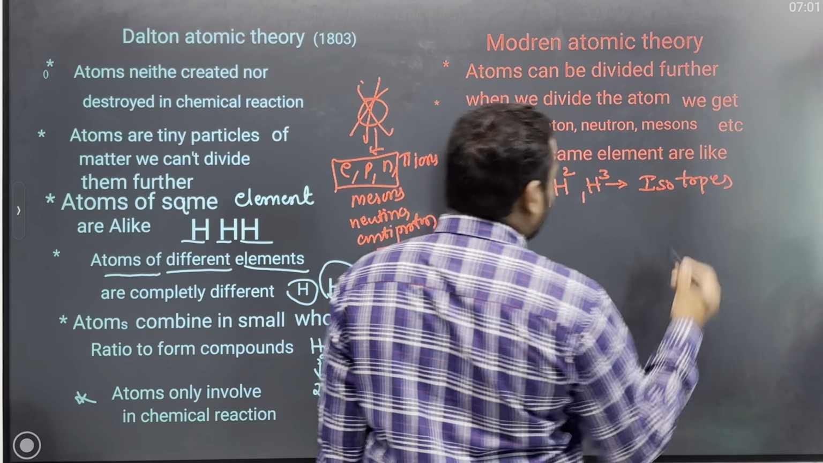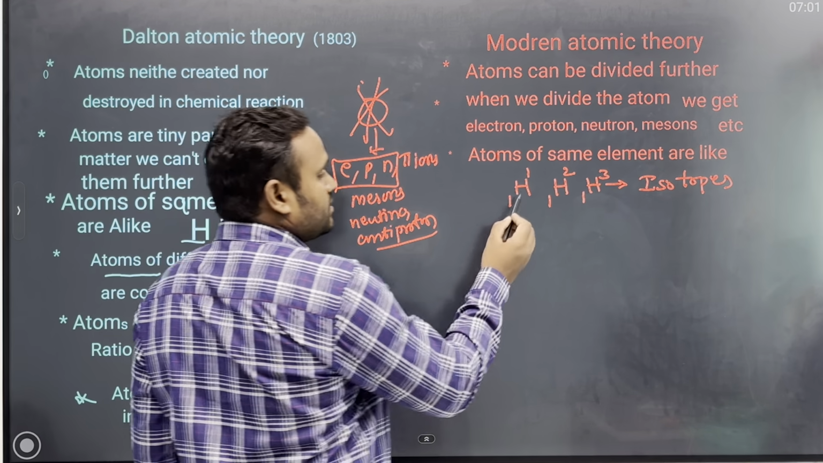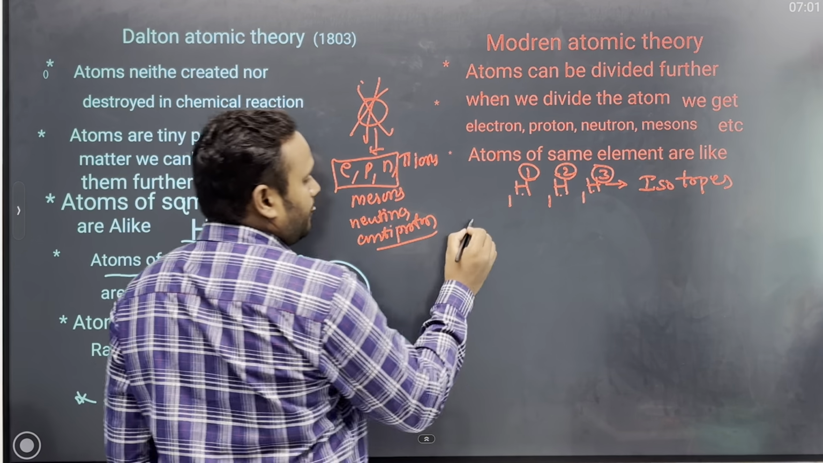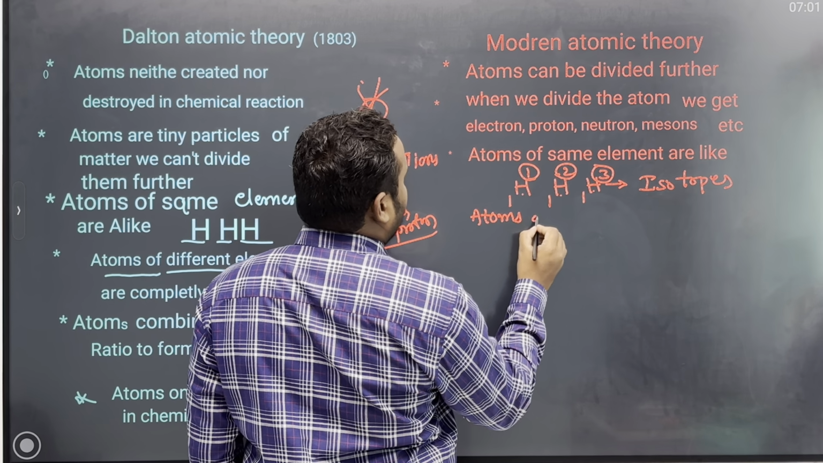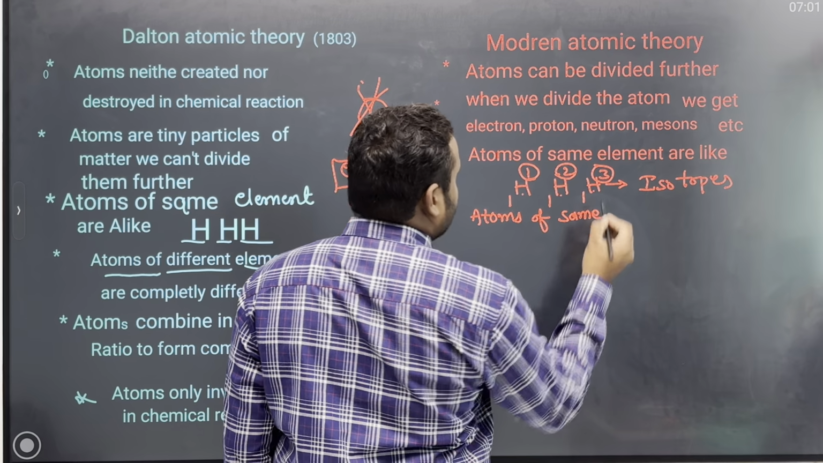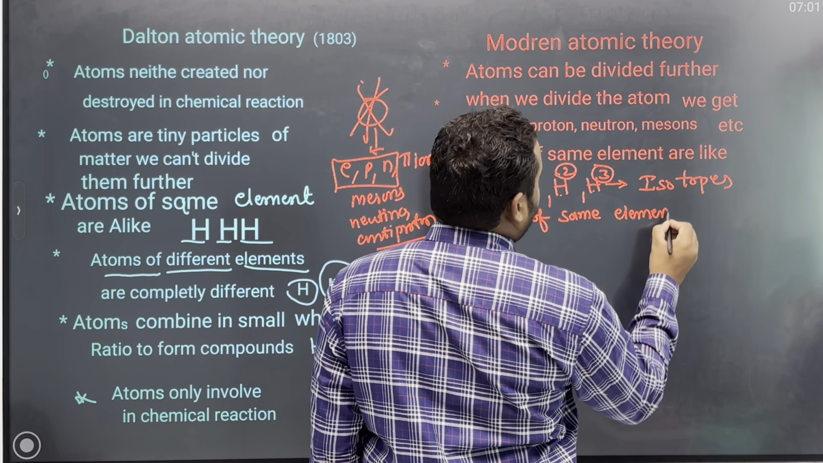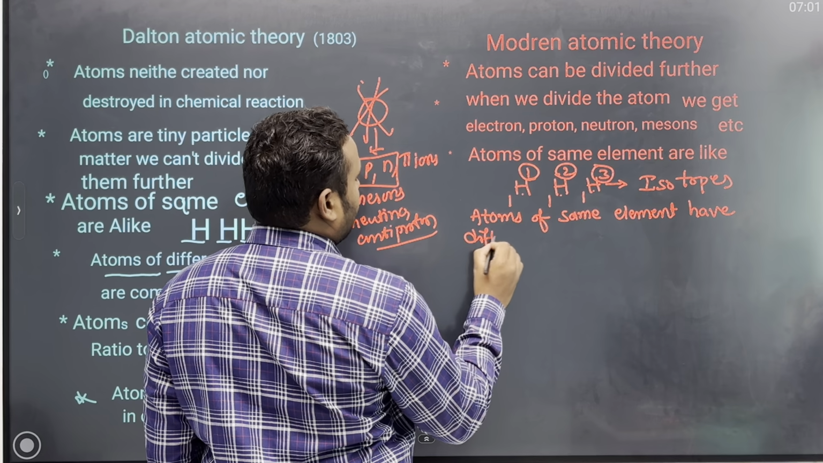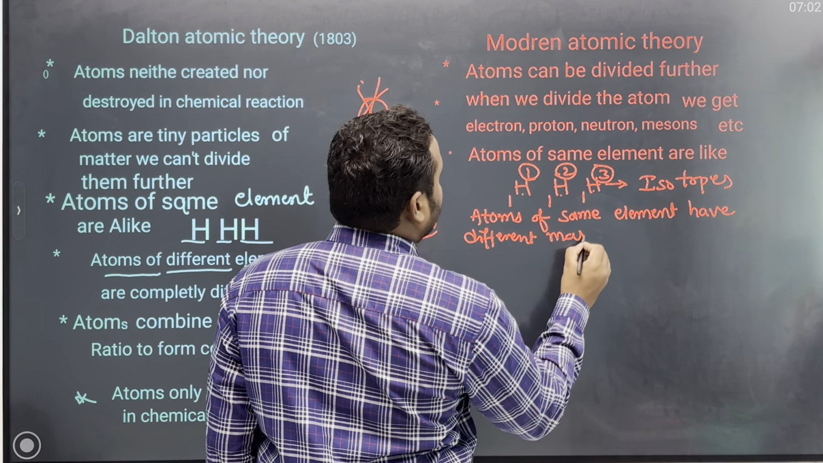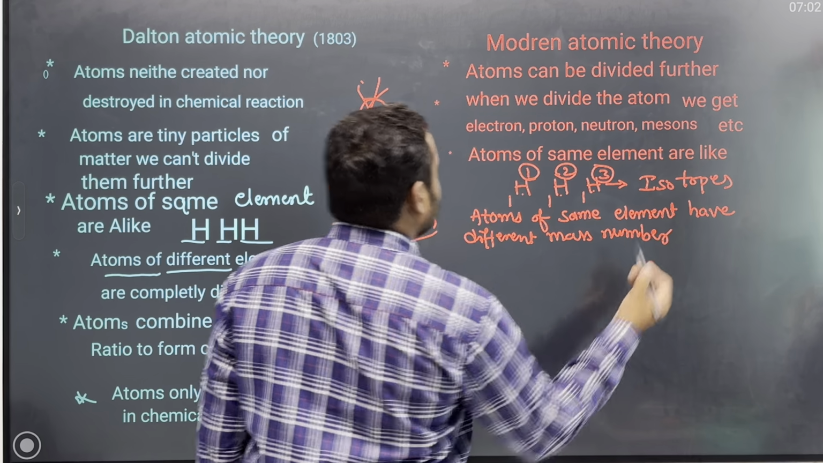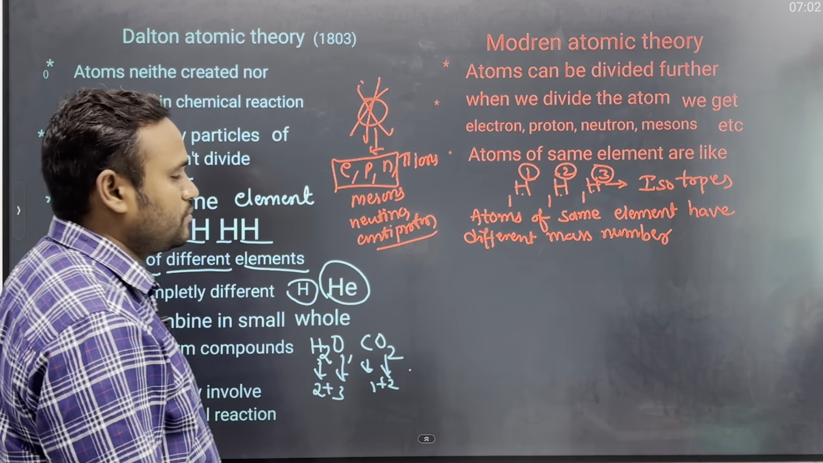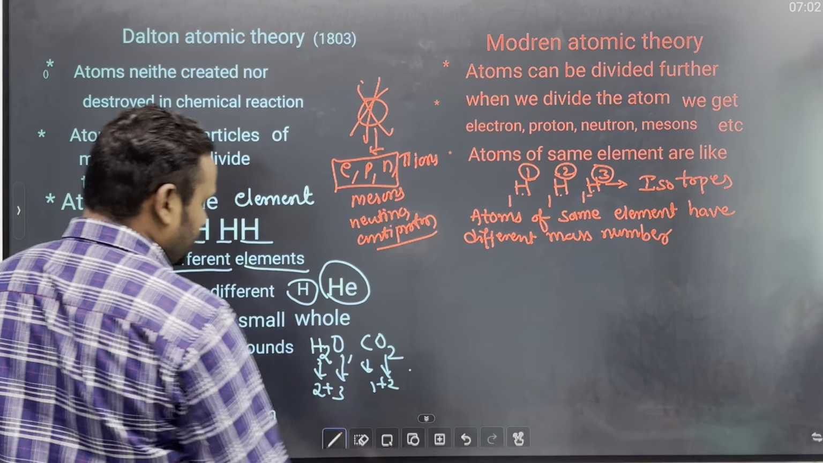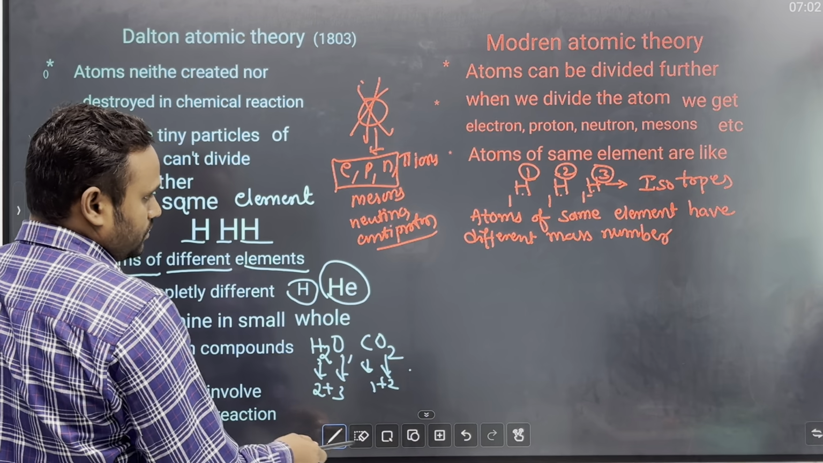What is the meaning of isotope, children? Isotopes are atoms of the same element that have different mass numbers. Atoms of same element have different mass number. So that is called isotope. Again we will discuss about the isotopes. Even though we have the same element, atoms of the same element, their mass number is different. Again we will discuss this isotopes in detail.